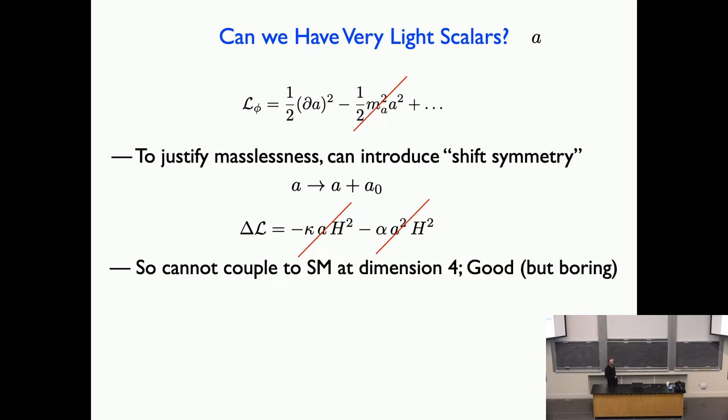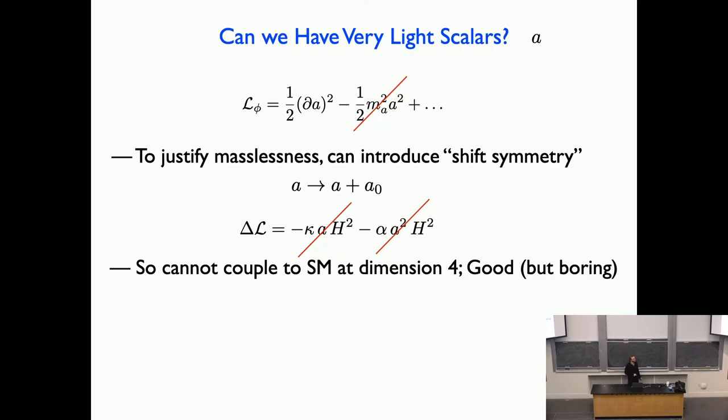Now, I just told you that it seems very good that the inflaton could couple to the Higgs through these kinds of operators. But if you're appealing to a light scalar and you're appealing to a shift symmetry, that very same argument tells you you can't even couple to the Higgs like this. And this means that such a light scalar cannot couple to the standard model, period, at the dimension 4 level.